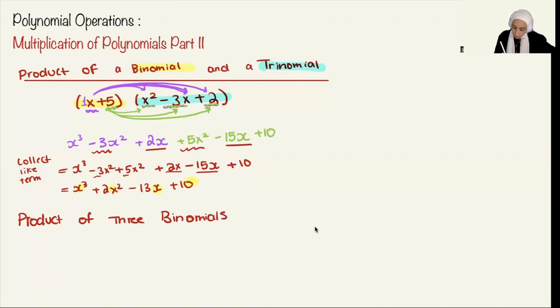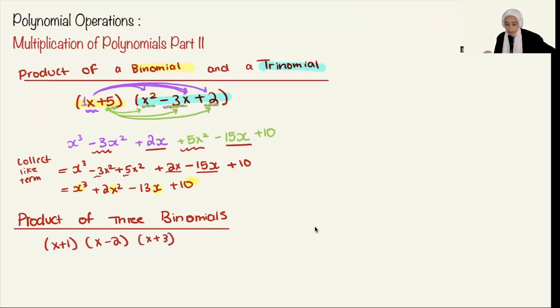Okay, so we're getting the product of 3 binomials. Well, if I had, for instance, x plus 1, x minus 2, and x plus 3, okay? The only thing that I'll do different here is that recognize that if this x plus 3 was not there, right? Imagine this entire thing wasn't here.